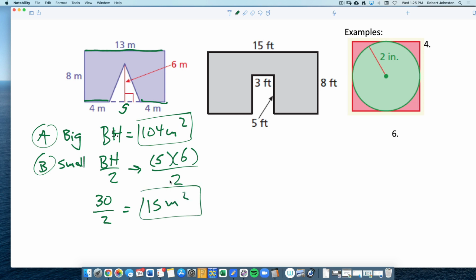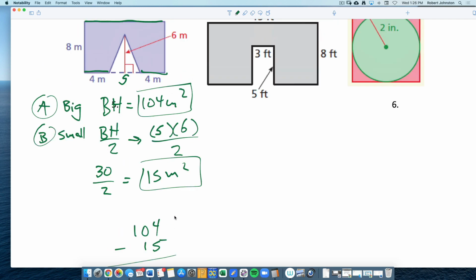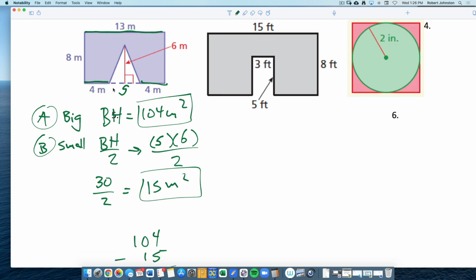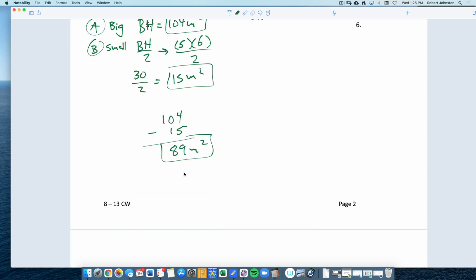Kai, how do I solve this now? You would subtract it. Yep. So please do not add them. If you're doing these shaded parts, they want us to take away the white part. They only want to know the area of the shaded part. So when you subtract these, I think it's 89 meters squared. Make your notes look like mine.